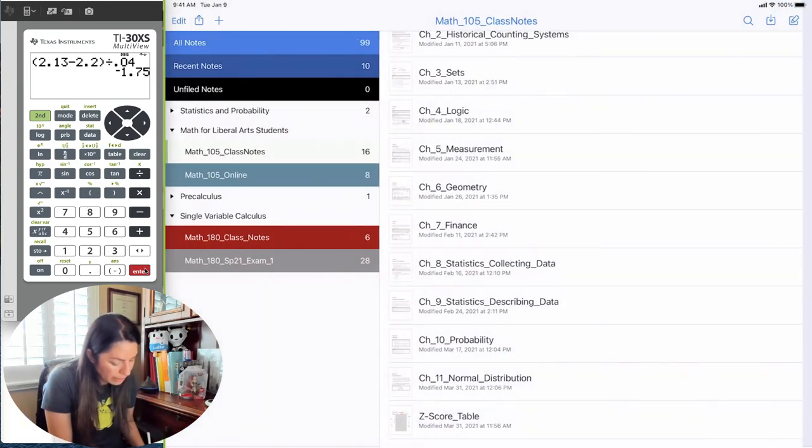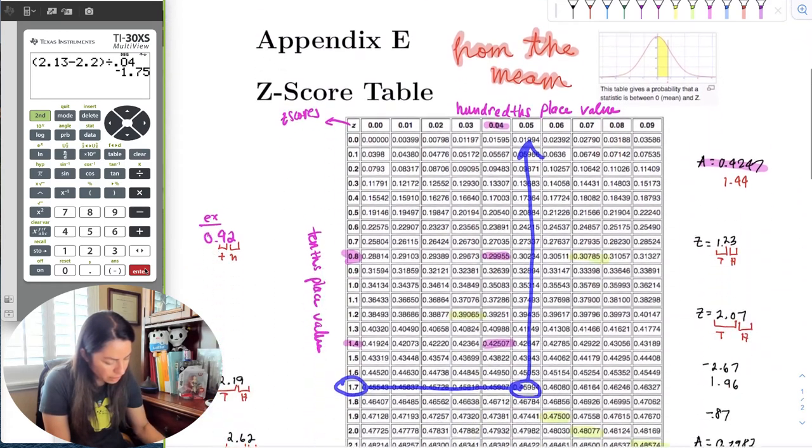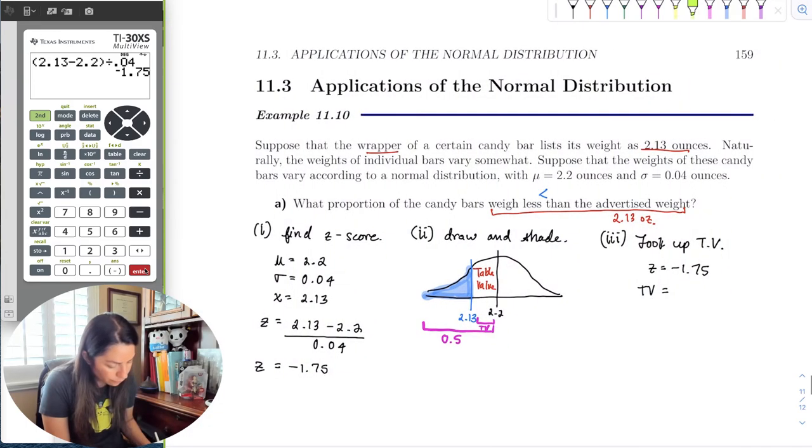So I'll go to my table and I go to 1.75. It's all messy from everything we've done in this chapter. So here's the z-score right here, 1.75. So the table value is 0.45994.